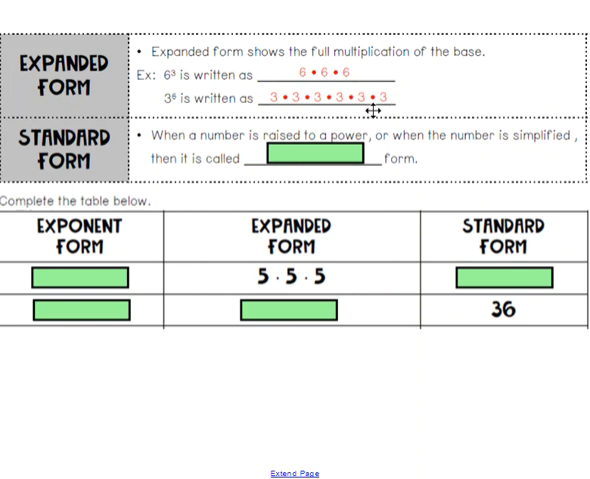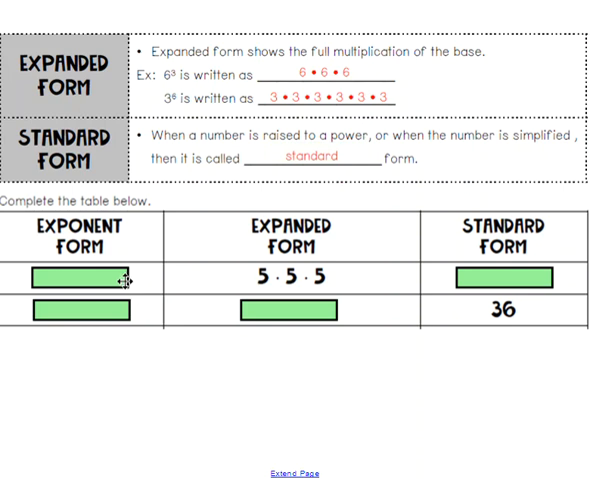Just a reminder that the dot is another way of showing multiplication. You can use the X or you can use the dot for multiplication. There's also standard form. Standard form is when a number is simplified. It is called standard form. You're going to see some examples shortly.